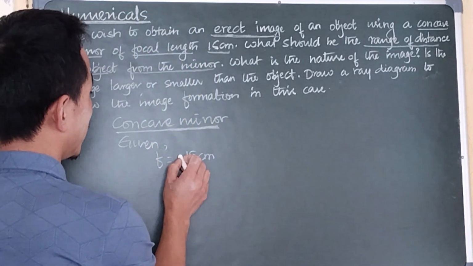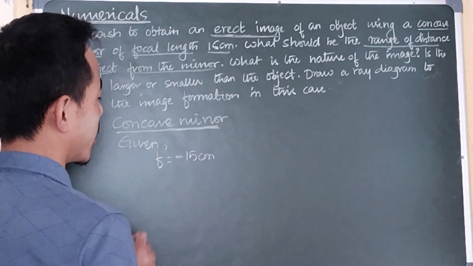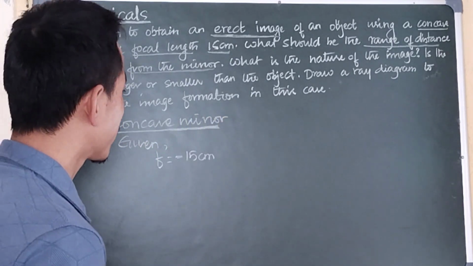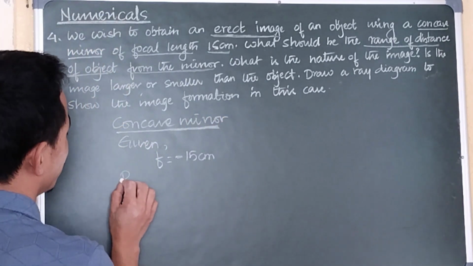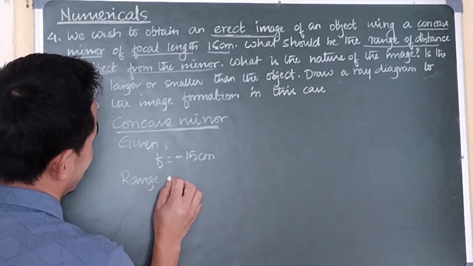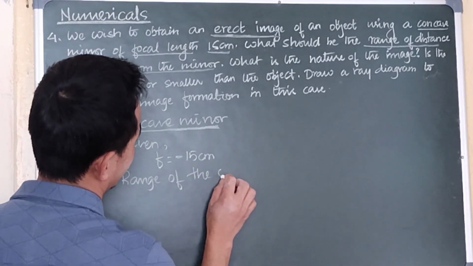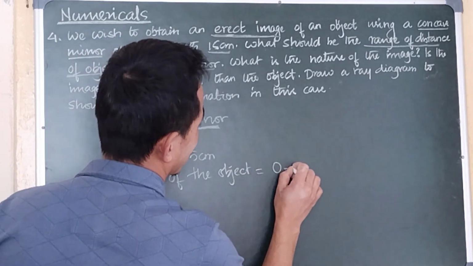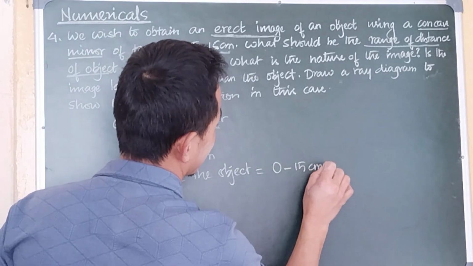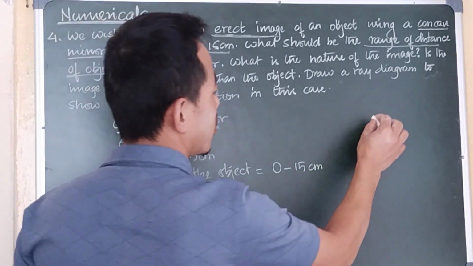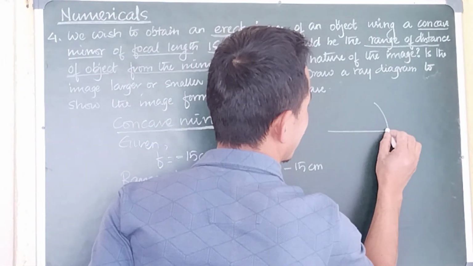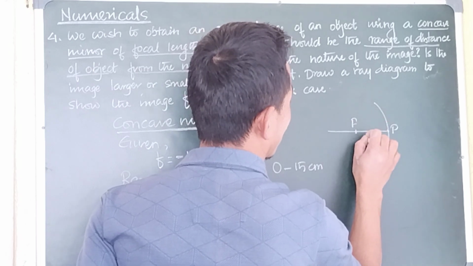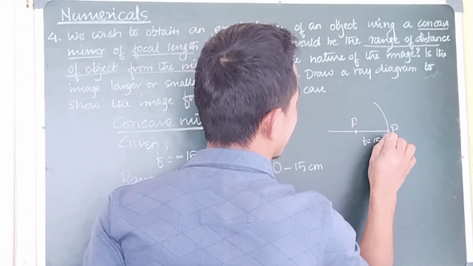So focal length here will be negative since we have a concave mirror. Here we don't need any calculation. If you have understood that last case for concave mirror, then you can simply write range of the object should be from 0 up to 15 centimeter. That means you have a concave mirror, you have this pole, and you have this focus. So the focal length is 15 centimeter here.